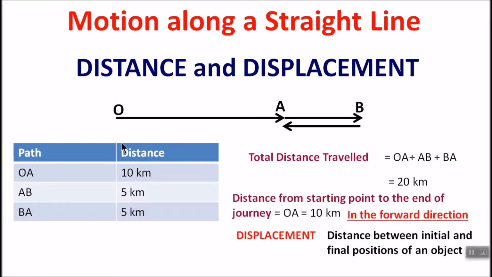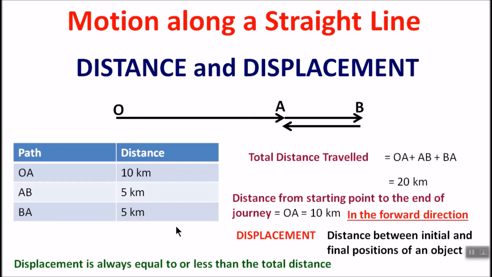So here we say that this is 10 kilometer in the forward direction. It can go back towards O here and say that it would be 10 kilometer in negative direction. So that's how this displacement is defined. It's always equal to or less than the total distance. Nothing can move, nothing can be displaced more than the total distance covered. Displacement can also be zero.